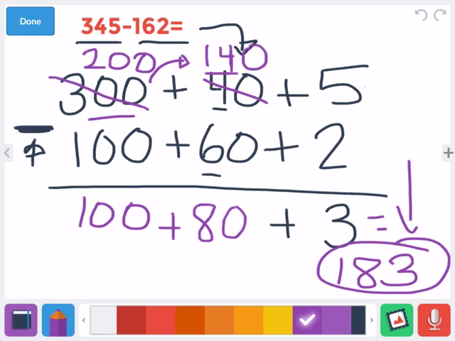345 minus 162 equals 183. This is the expanded model. This expanded model helps us as we transition into using the standard algorithm.